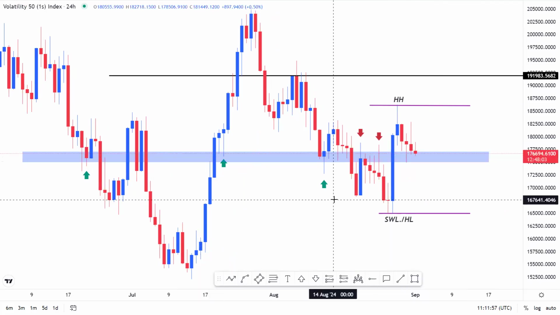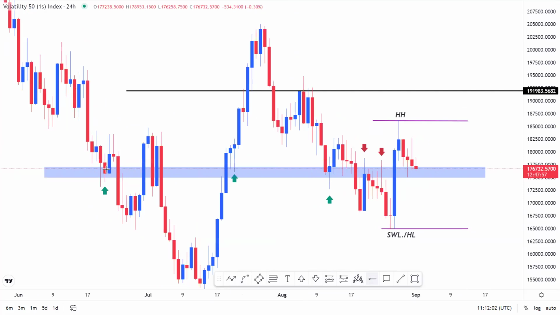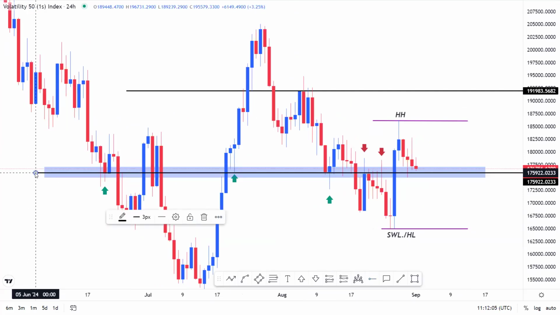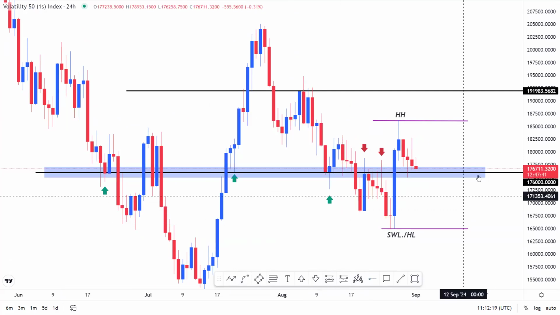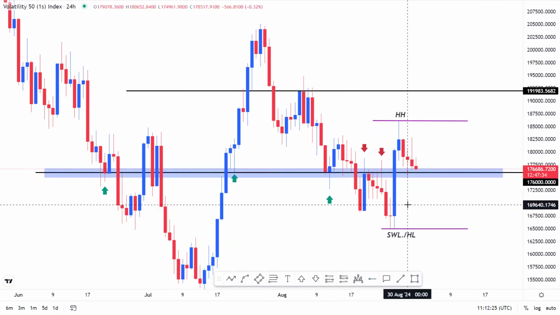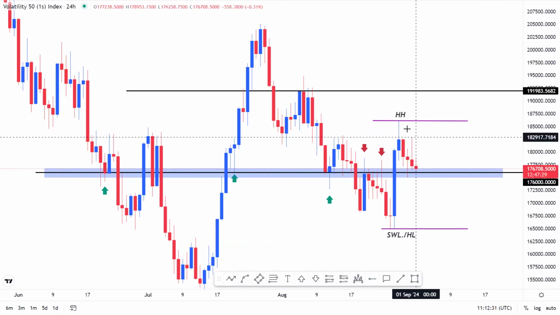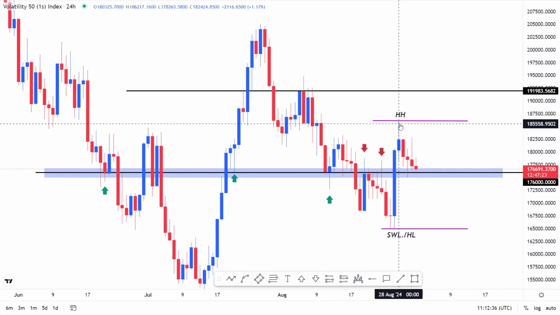Now, if there's one thing I always like to do, is what? Go a step further to see if I have myself a psychological number present at the level. And very quickly, I can already see a 176,000 psychological round number present at the level. Now you can see this keeps making more sense. And now, guys, we have ourselves what? An area of interest.